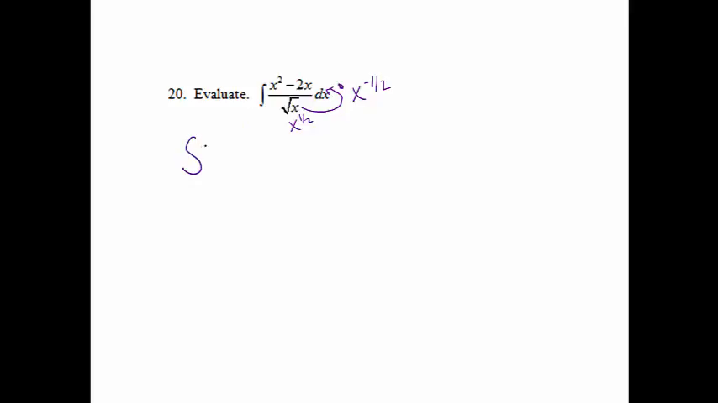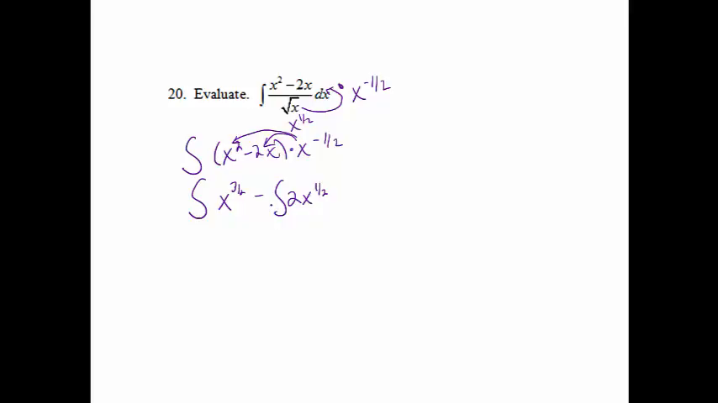Okay, so it's going to be the same thing as the integral of x squared minus 2x times x to the negative 1/2, and now I'm going to distribute that to both parts, and please remember we're going to add the exponents. So this will be 2 plus negative 1/2 will be 3/2, and then minus the integral of 2x, 1 plus negative 1/2 will be 1/2.